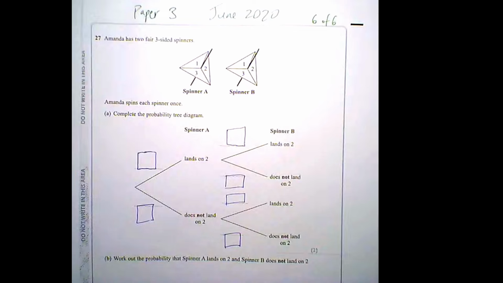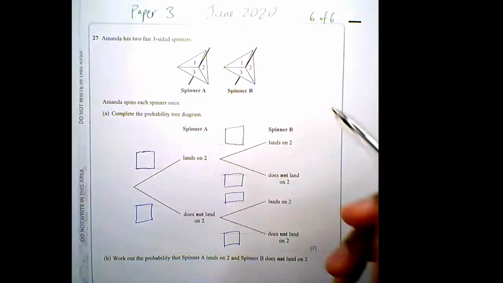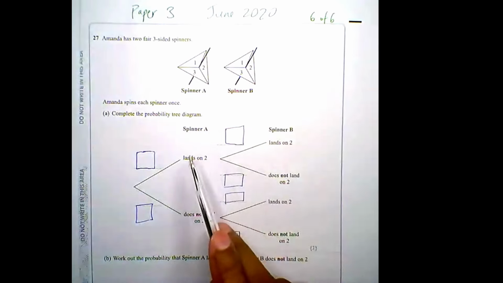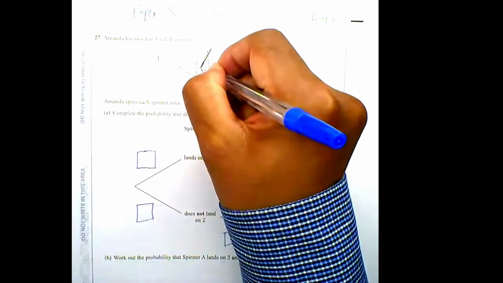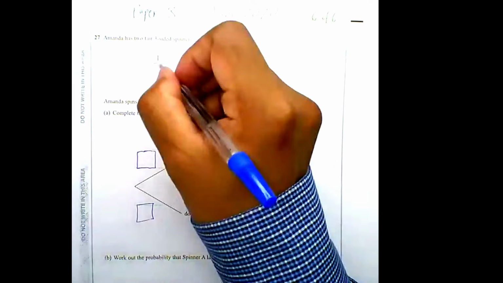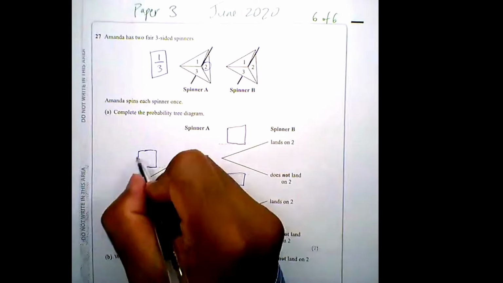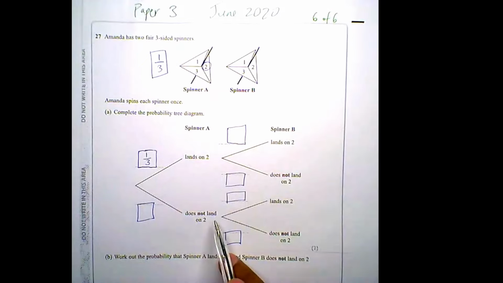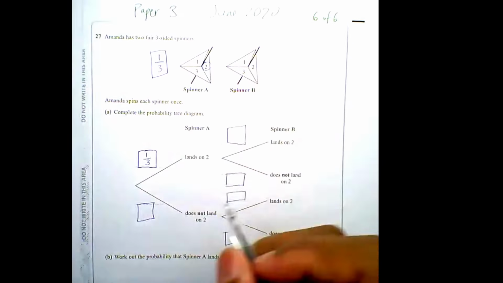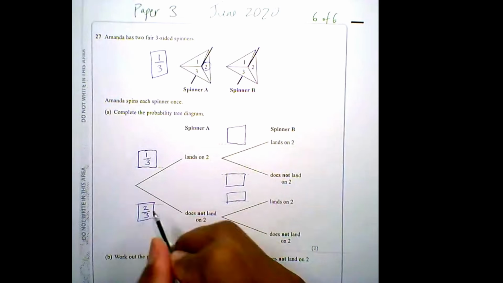Okay, so let's highlight our key information, which we don't really need on this occasion. We've got 2 spinners. So let me look at spinner A. And I'm looking at lands on 2. So how many 2s do I have? For spinner A, I have 1, 2 out of 1, 2, 3 options. So my probability for lands on 2 is going to be 1 out of 3. Does not land on 2. Well, there's 2 numbers that are not 2. So that's 2 out of 3.